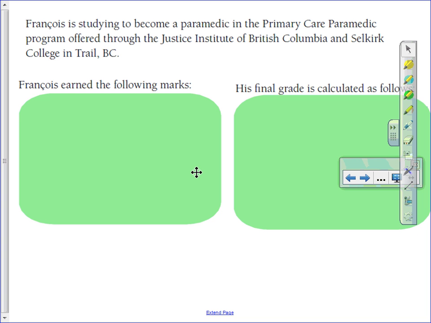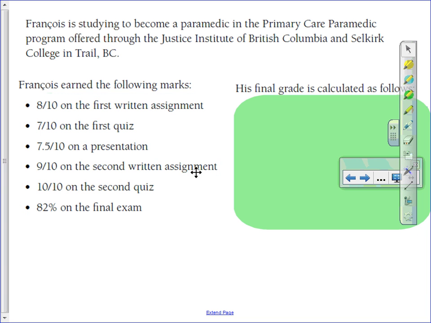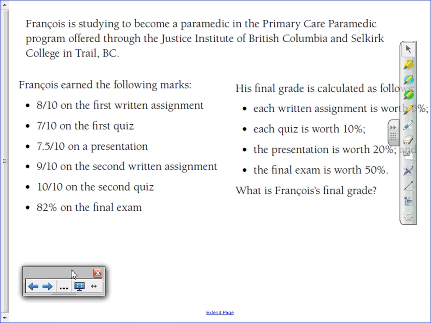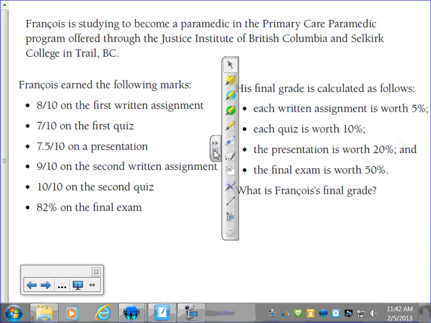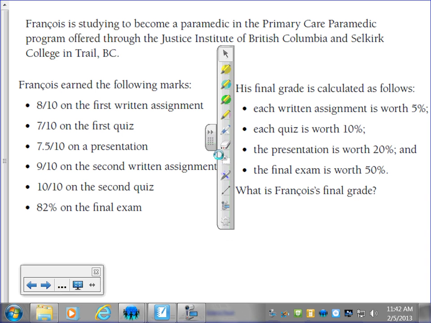There's also weighted averages, and this is related to marks. This is Francois. He has different marks on an assignment and a quiz and a presentation, but his grade is weighted, which means that certain things are worth more. So how do we figure out a final grade if we have these different values? So let's talk about that.